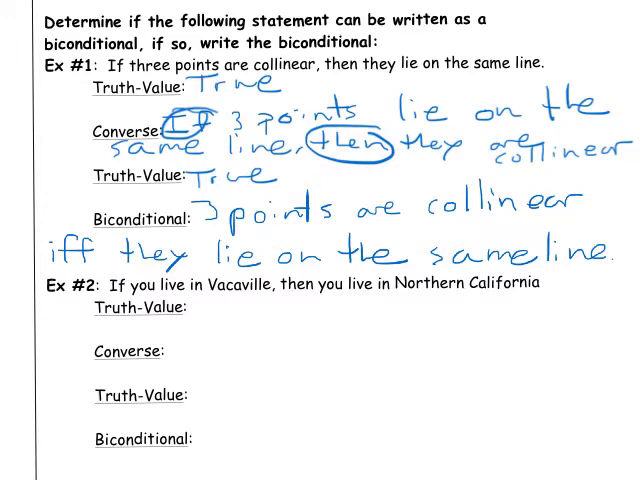I want you guys to try this as well, but remember you can only write the biconditional if both the original statement, which I have up here, and its converse are true. So here's the original statement for this next example, and you're going to find the truth value and the converse, and you're going to determine if both of those are true. If they're both true, then write it as a biconditional. If they're not, then you're just going to say, can't be written as a biconditional. So I would have you guys pause the video now and go ahead and fill that in.